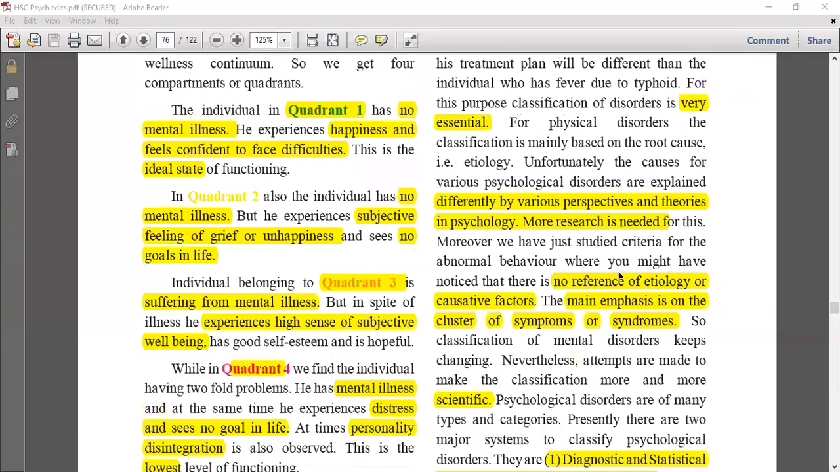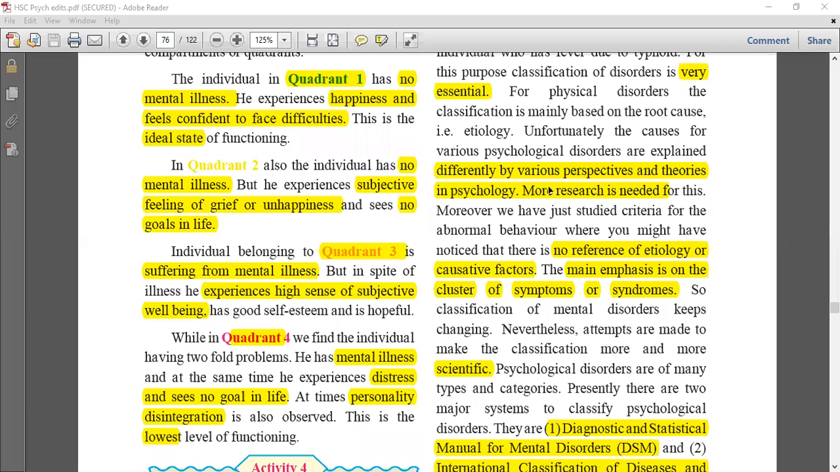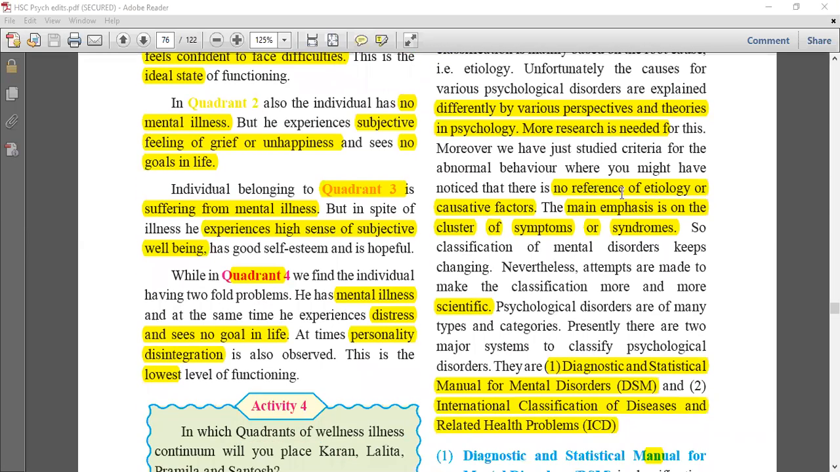That's very essential. Also, that makes the practice universal. So for example, if somebody is diagnosed with mental health problems, then whenever they go to another doctor also, they'll get treated for it. Okay. So unfortunately, a lot of causes for psychological disorders are explained differently by various perspectives and theories in psychology. So more research is needed for this.